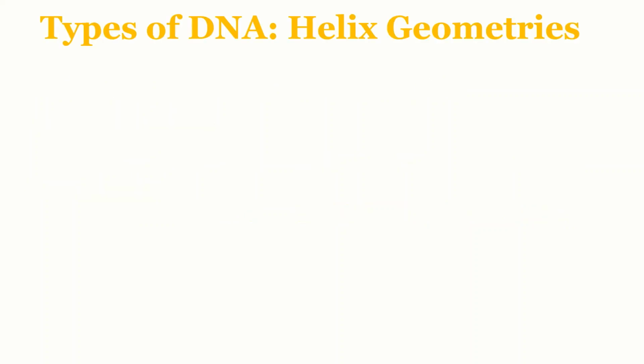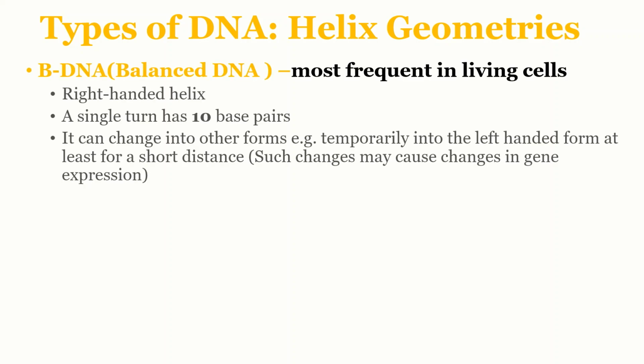So DNA has different forms because the helix conforms to different geometries, and the main one is called B DNA. It's the most frequent. It's a right-handed helix, and a turn has 10 base pairs. It can also change to other forms in different conditions. We'll be looking at this when we talk about gene expression.